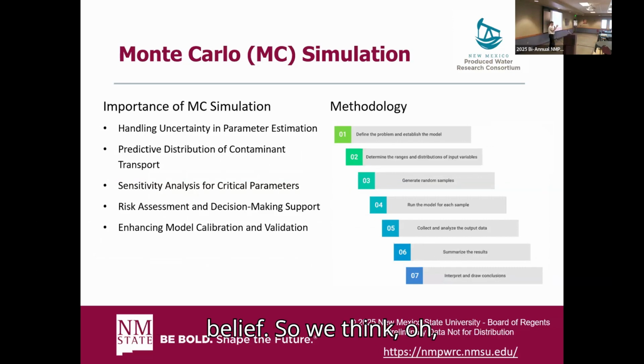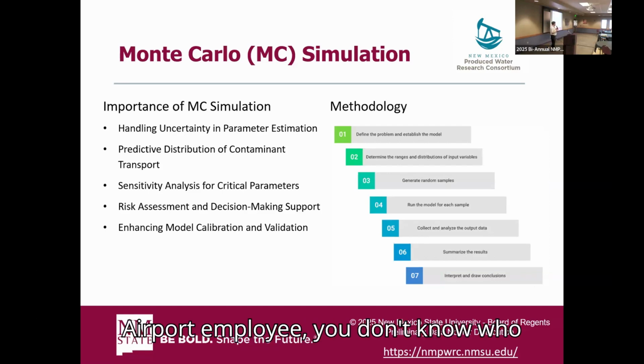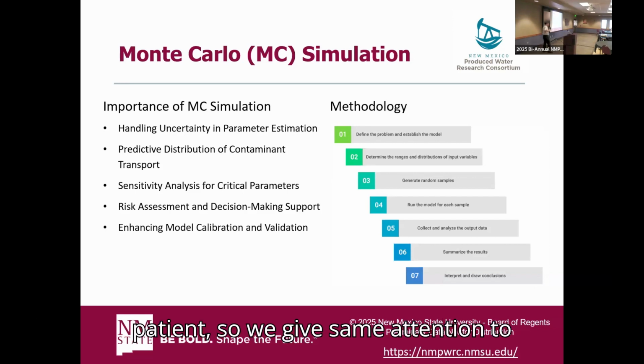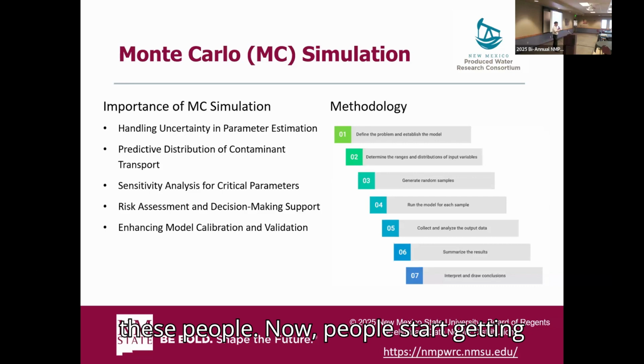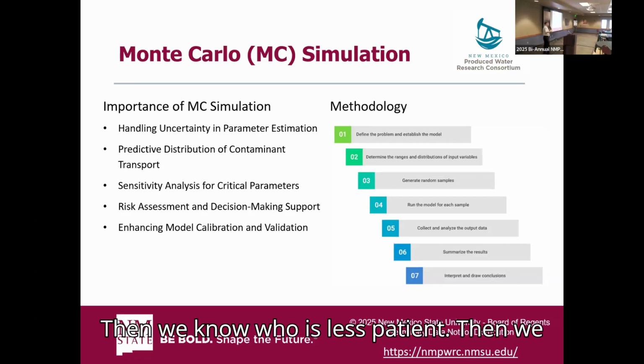So we think, oh, let's say, for example, let's give a follow-up quiz or game, right? So we have these many people at airport, right? And then as an airport employee, you don't know who is more patient and who is less patient. So we give same attention to everybody. So that's prior knowledge because we don't know about these people. Now, people start getting angry and start complaining about all these delays, then we know who is less patient.